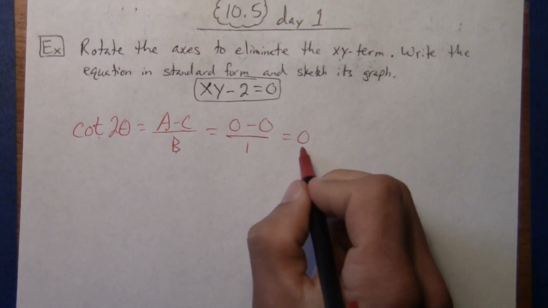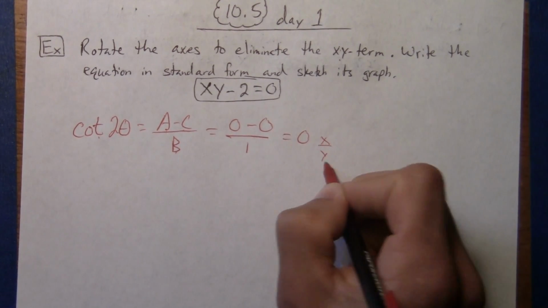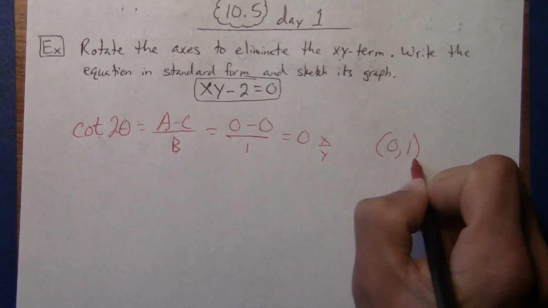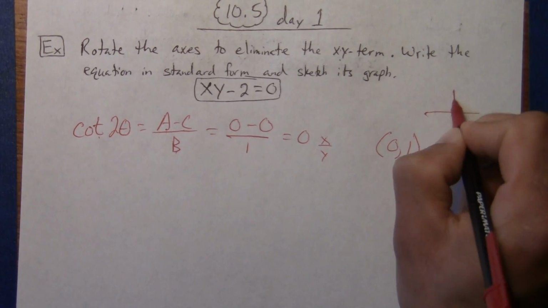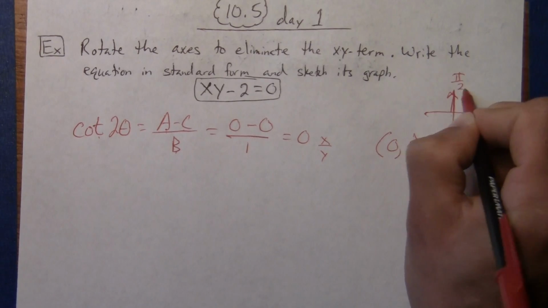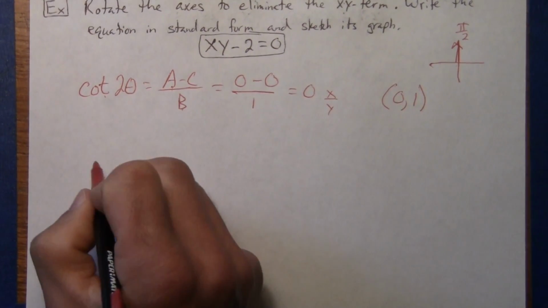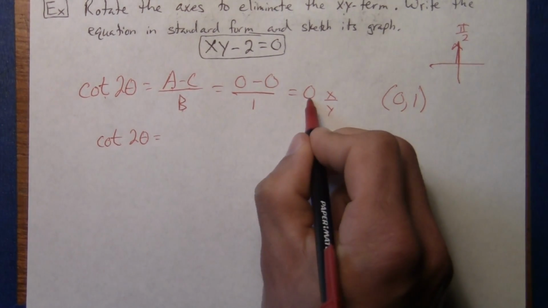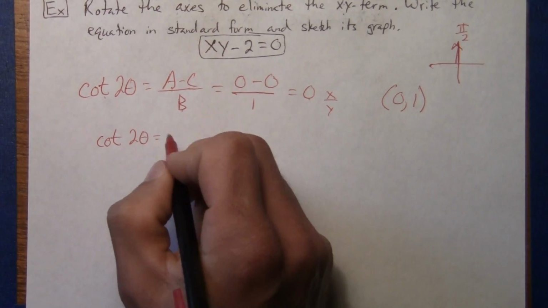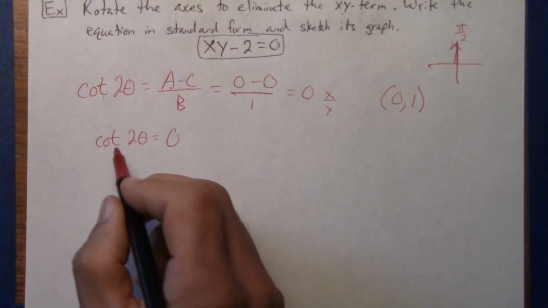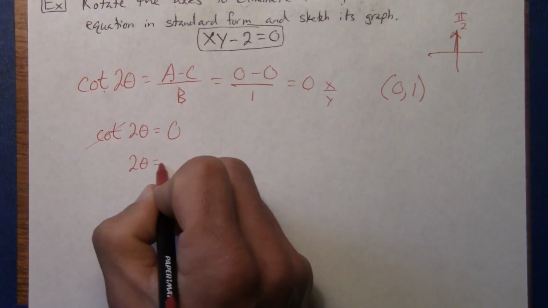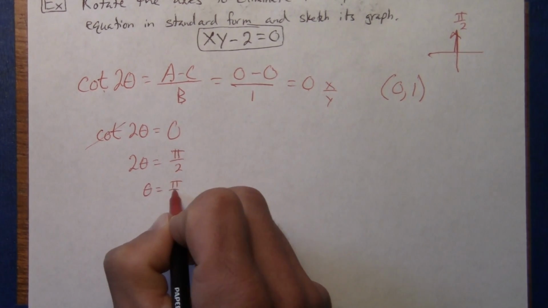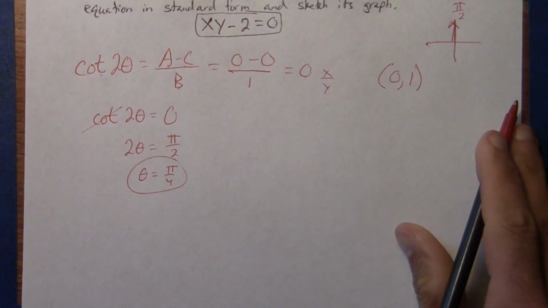So I end up with 0. It's cotangent. So remember that this is x over y right now. So think on your unit circle, where do you have a point of 0, 1? And of course you have a point of 0, 1 here at pi over 2. What that means is that the cotangent of 2 theta is equal to 0, which means if I did the cotangent inverse and kind of got rid of this, I'm saying that 2 theta is equal to pi over 2. And that means theta is equal to pi over 4. That is my angle of rotation.